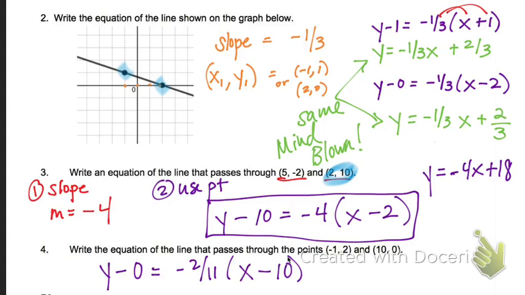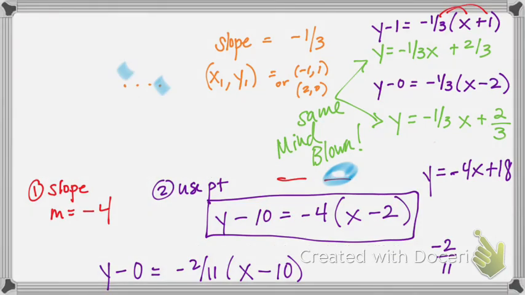So, I got the slope. When you got the slope, you get -2 over 11. Now, I'm going to pose a question really quickly because there's still a little bit of confusion. Tell me, is this the same thing, yes or no?